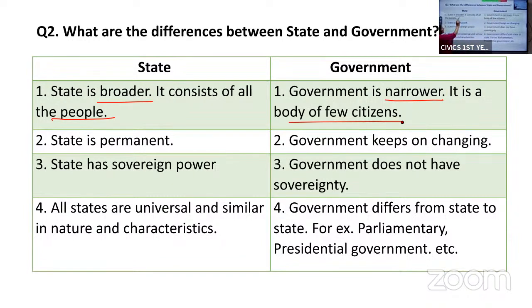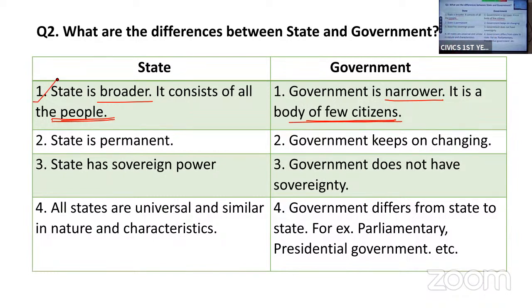I'll repeat, state consists of all the people. It consists of the rulers and the ruled, the total population. But government consists of few citizens. So it is narrow, it is small. When compared to state, government is small. State is large, it consists of all the individuals. Government is narrow, it consists of only few citizens. I hope I'm clear with this topic.